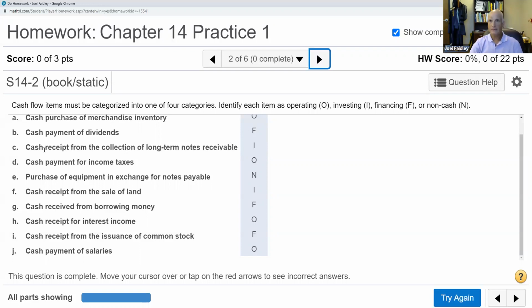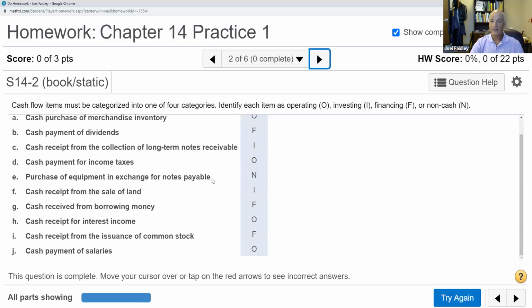Always look at the account title in here. Cash received from the collection of long-term notes receivable, right? I emphasize long-term notes receivable because that's a long-term asset. Where does a long-term asset go? Investing. Cash payment for income tax sounds like a payable, doesn't it? So that's short-term. Operating.